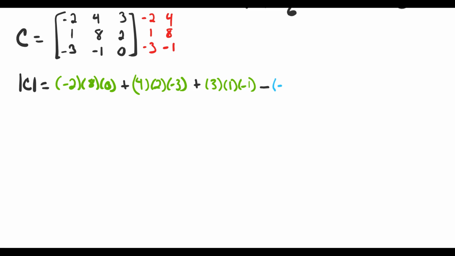And so I'm going to get a negative 3 times 8 times 3. And notice where I switched, I changed to minus signs. So a negative 1 times 2 times a negative 2 minus a 0 times 1 times 4. Forgot to switch my pen color. Sorry. So that was a 0 times 1 times a positive 4.